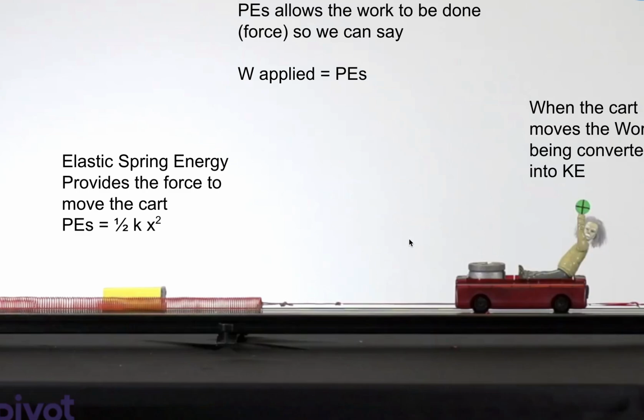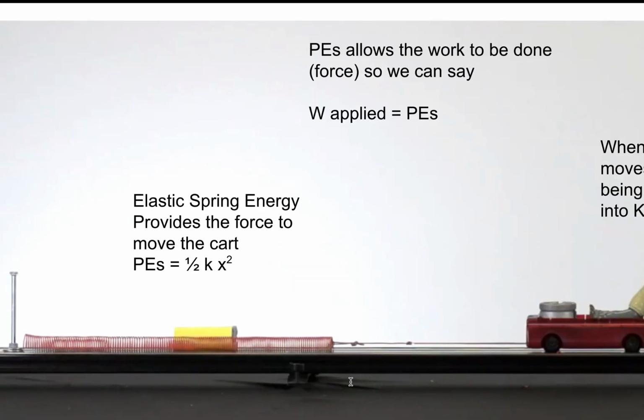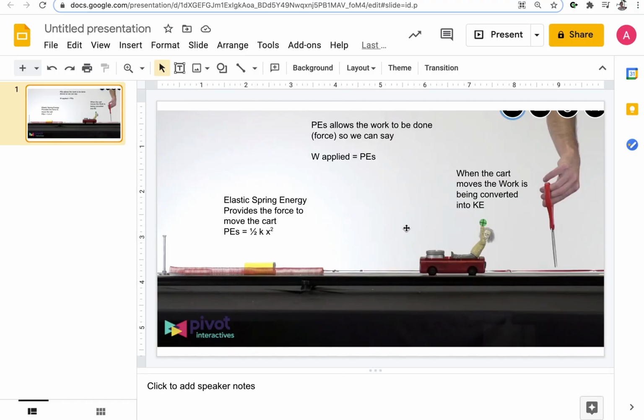So we're seeing the transfer of elastic potential energy is applying the work or the force, right, to move the car. So the work equals the elastic potential energy. And then once that work is applied, that work is getting transferred into kinetic energy. So that's what this looks like for our situation.